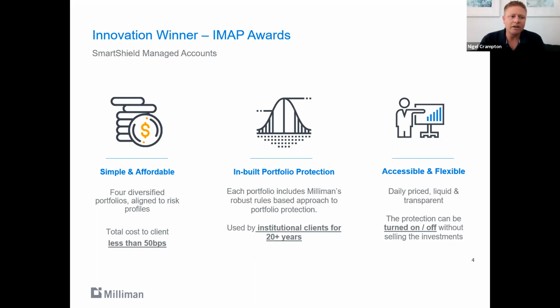You can see there that we are focused on having it be simple and affordable, and affordability for us means less than 50 basis points. It includes the Milliman institutional grade portfolio protection, and I'm sure there'll be some questions later that we can take a deeper dive into. But the great thing about using it within a managed account structure is it's highly accessible. Importantly, liquidity, so it's got daily liquidity, it's fully transparent, and provides an additional string to the advisor's bow in their toolkit by having the flexibility to turn the protection on or off.